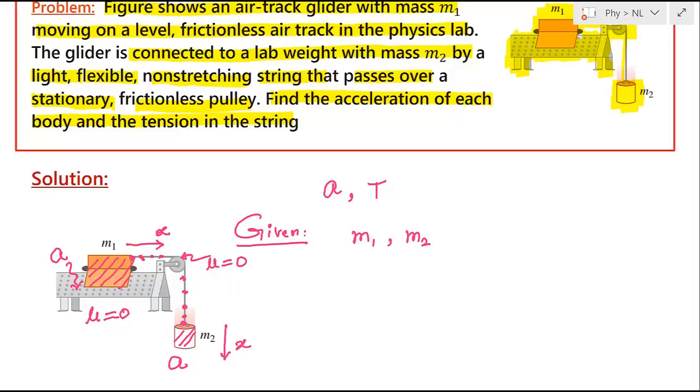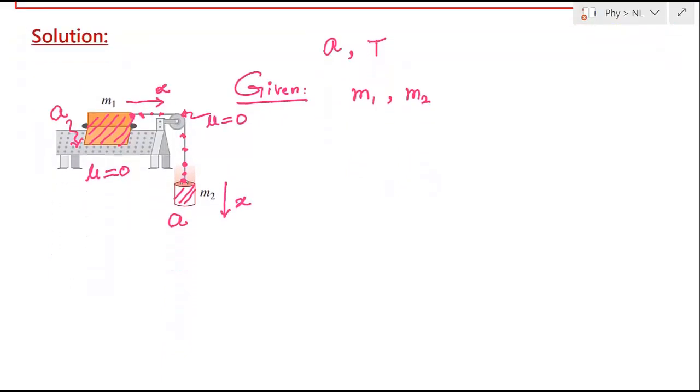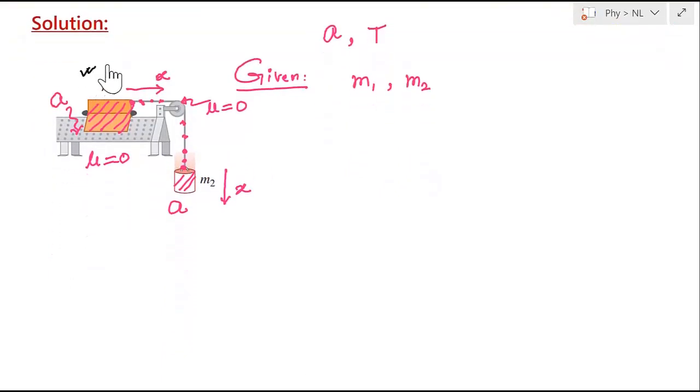Now how will we solve this problem? You see, in this case, this object and this object do not have the same acceleration, because one is moving along the y direction and another is moving along the x direction. They have the same magnitude, but the direction is different, and that's why we cannot consider a composite system. We have to consider two separate objects, one the glider and the other the weight m2, and we have to draw the free body diagram, and then we can solve the problem. So let us first draw the free body diagram for the glider.